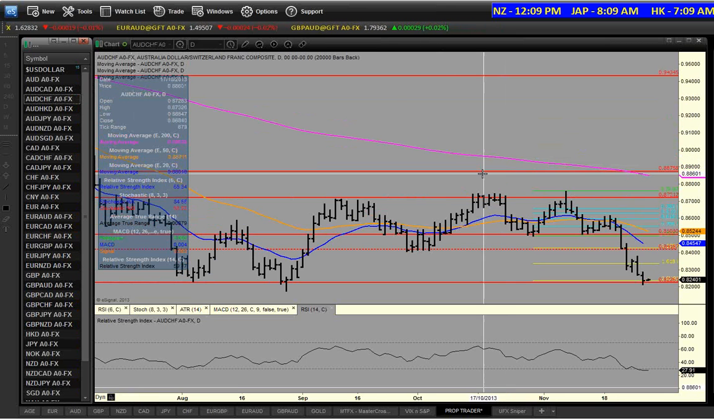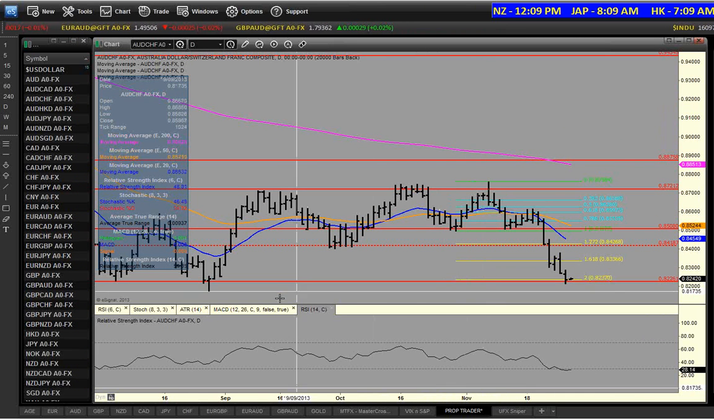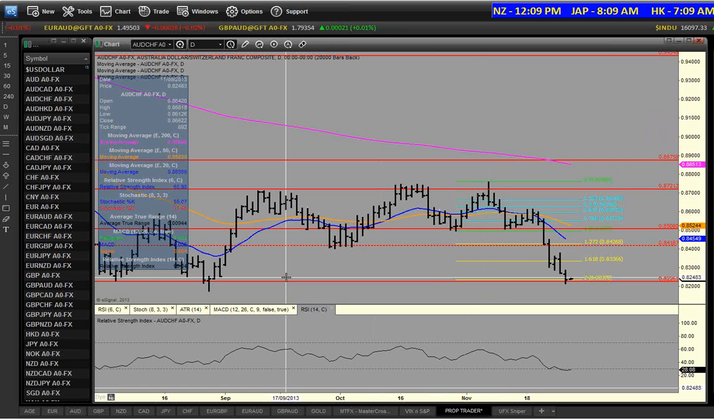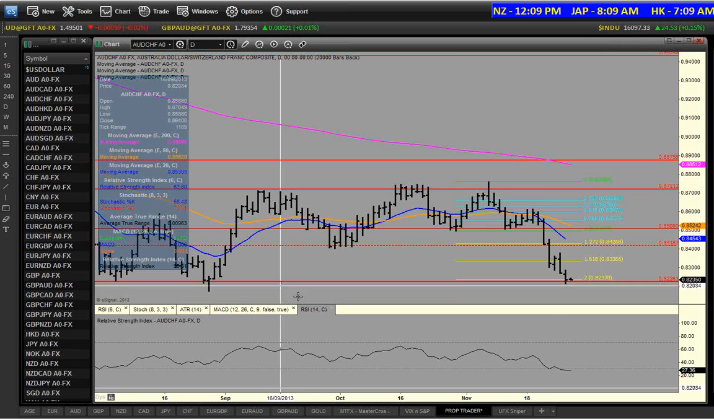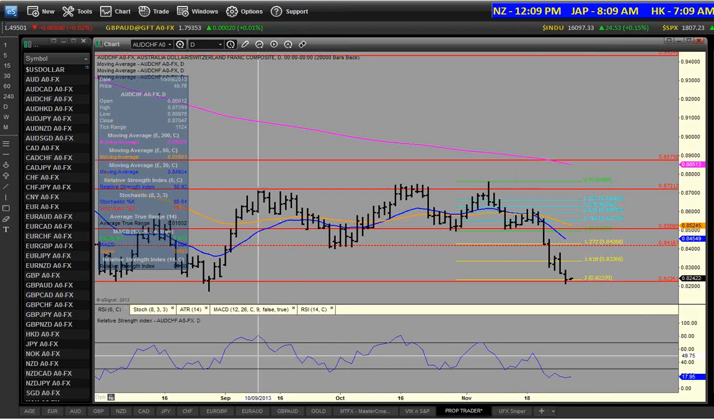Aussie Swiss, it's now on that 2%, and it's also on that support line, which I've got from my weekly around here. Again, it's all overcooked. Is there any news out that's going to stop this slide? Potentially.